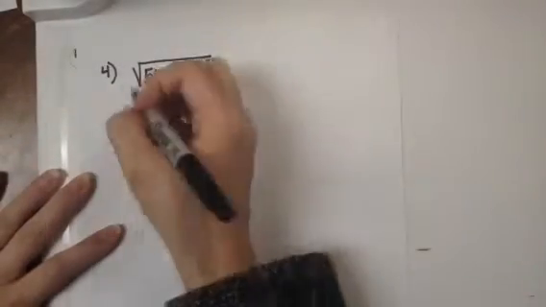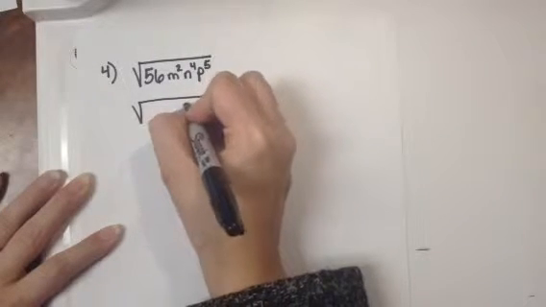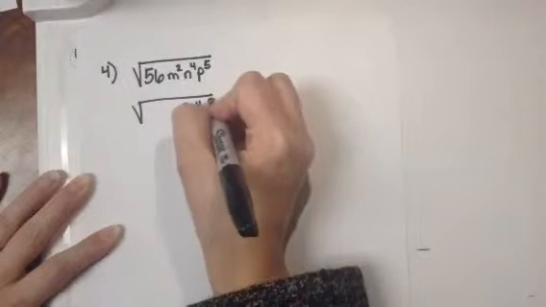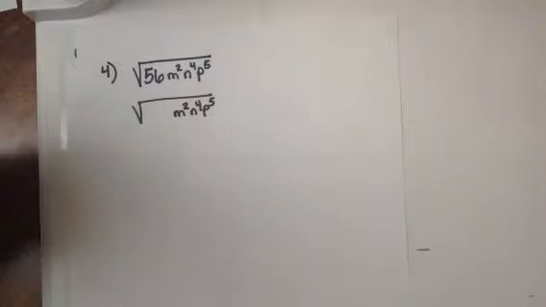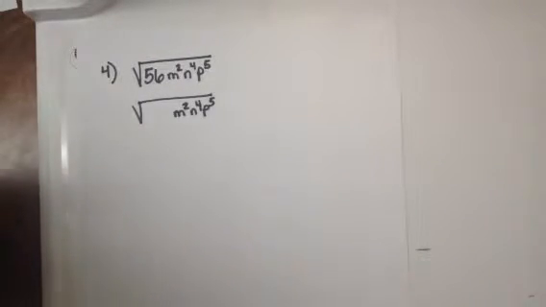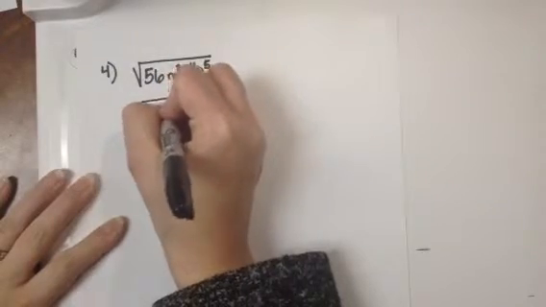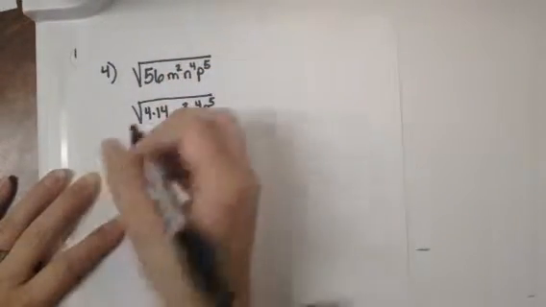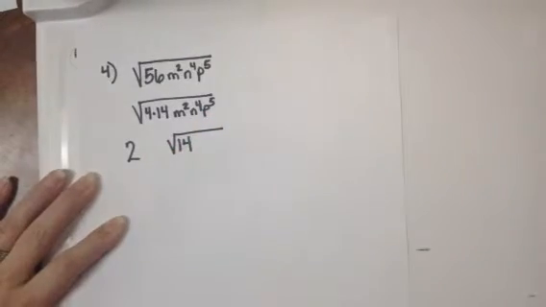I'm looking for a number that goes into 56 that's a perfect square. I'm going to go ahead and just write my variables down. So will 4 go into 56? 4 times 14 is 56. So 4 times 14, I'll write that there. The square root of 4 is 2. 14's got to stay under the radical.